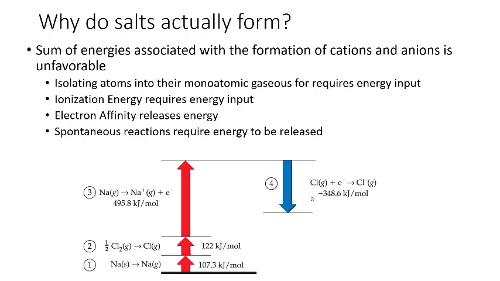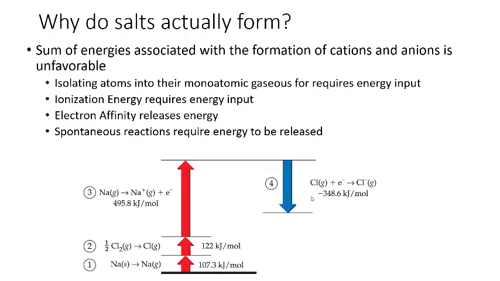And so to think about why atoms turn themselves into ions, and why ions form together into this crystal lattice, you need to actually take a look at the energetics associated with each different process. There are several different processes involved in order for these ionic compounds to form. So, first, you have to isolate the atoms into their monoatomic gaseous form.